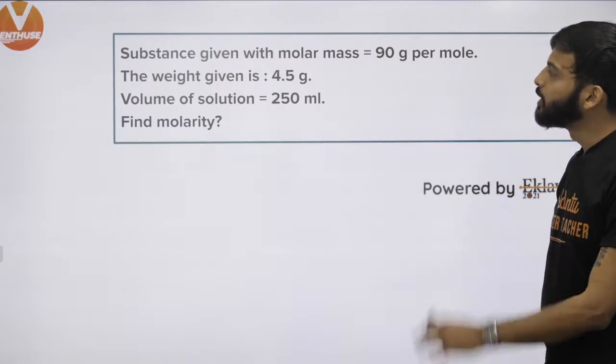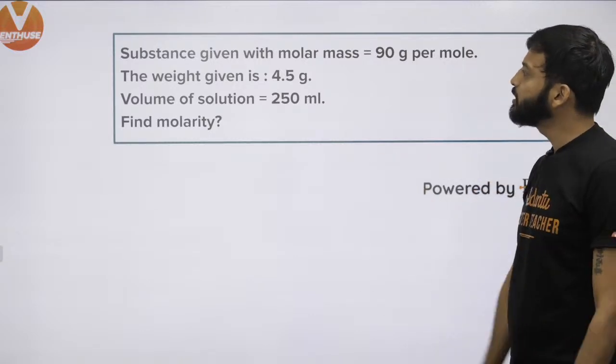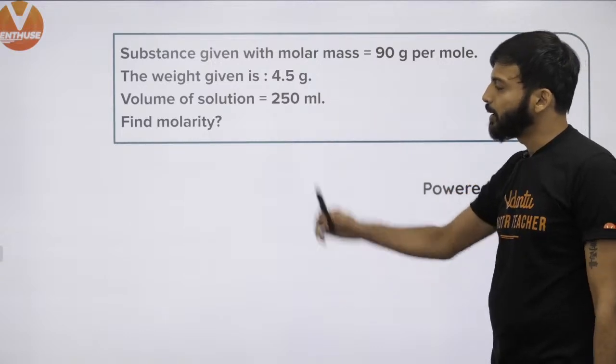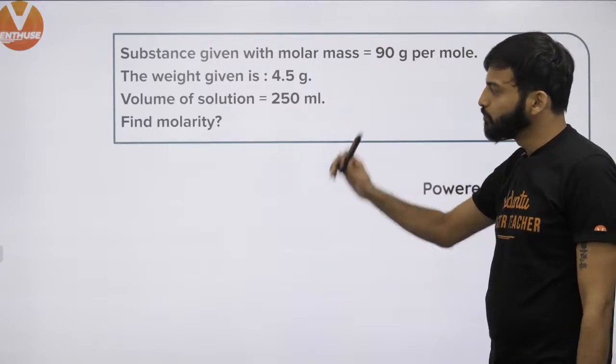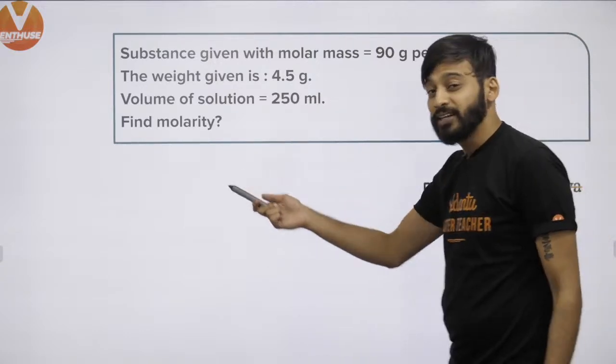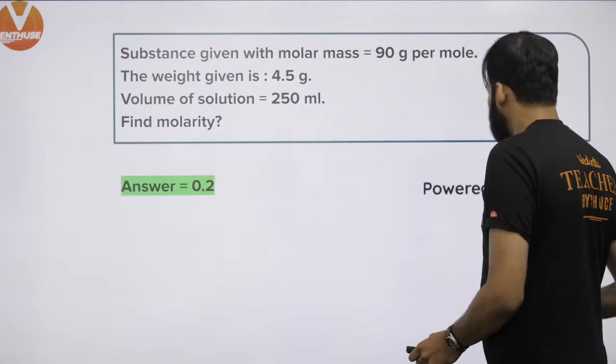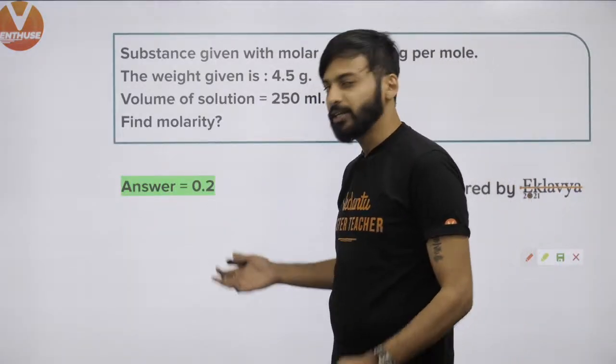Did you see this question? Please check this out. Substance given with the molar mass 90 gram. The sample mass is also given. Volume of the solution is given. Find molarity. How basic, how simple a question. What a simple question we got. And the correct answer is 0.2.